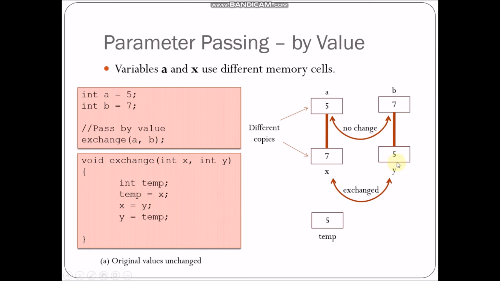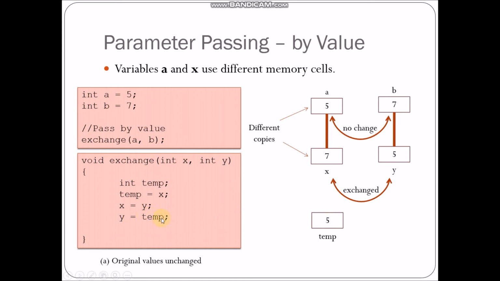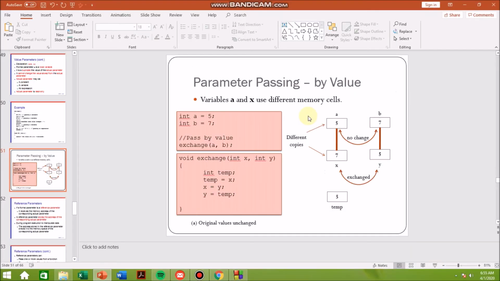So here they will change the value of x, which is 7, and the value of y is 5. Then you will assign the value of y equals to the temp. So here the temp now is 5, right? So you will display the value of y, which is 5. So I will show you how this structure will occur.